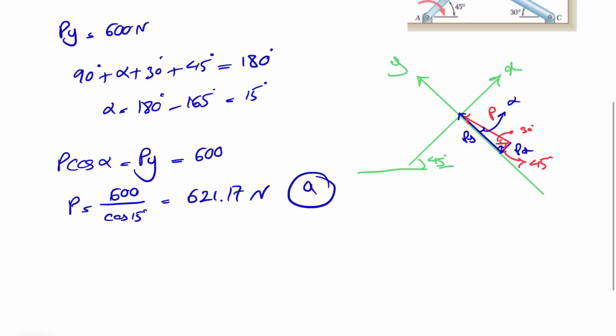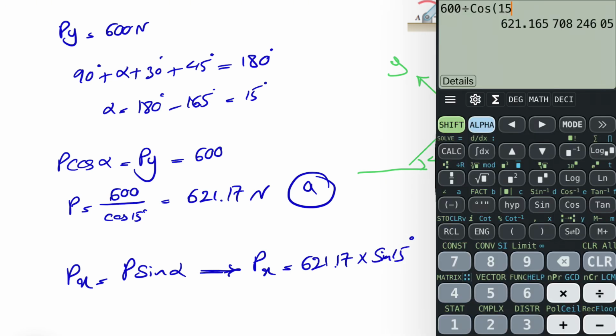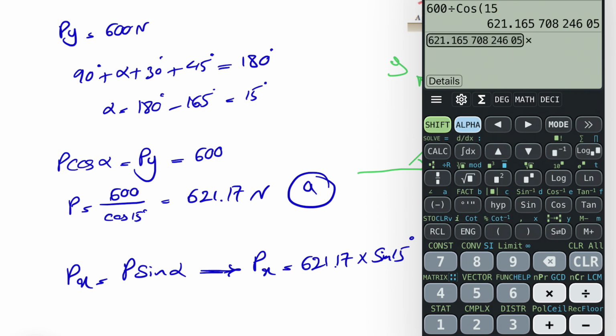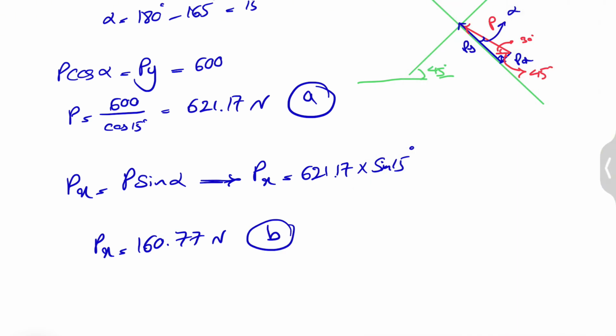And the B part is asking for Px, which we know will be P sine of alpha. So our Px in here would be P, which was 621.17 times sine of 15 degrees. And if we calculate this, our Px in here would be 160.77 Newton, which would be the answer for the B part of the question.